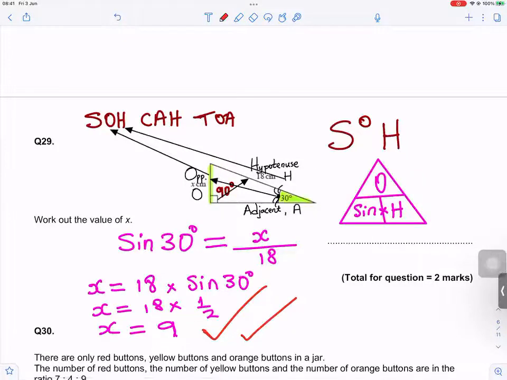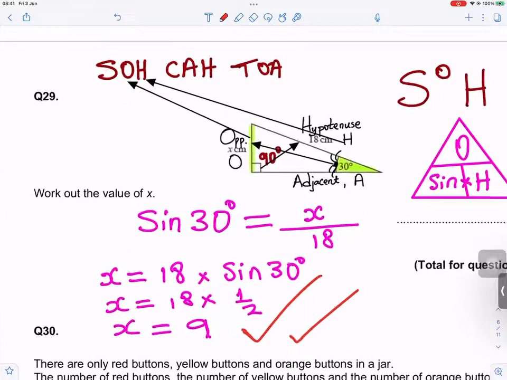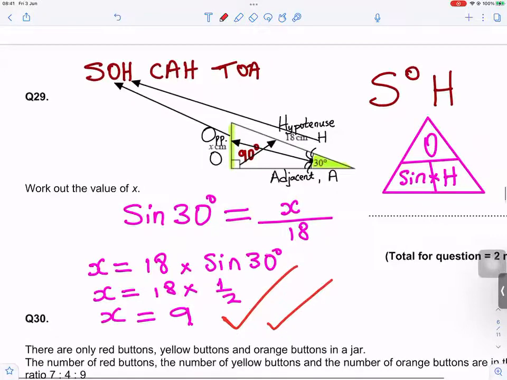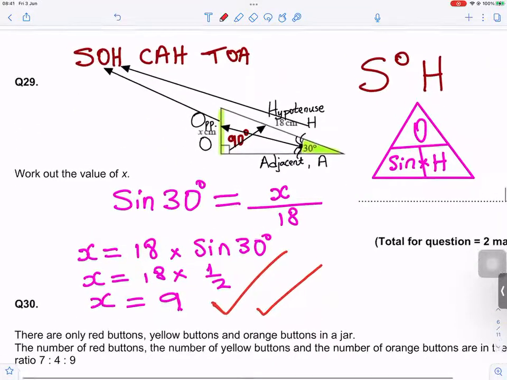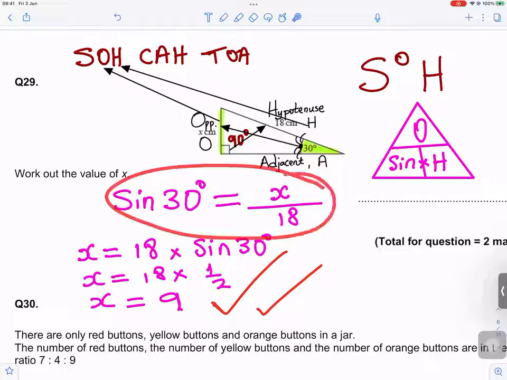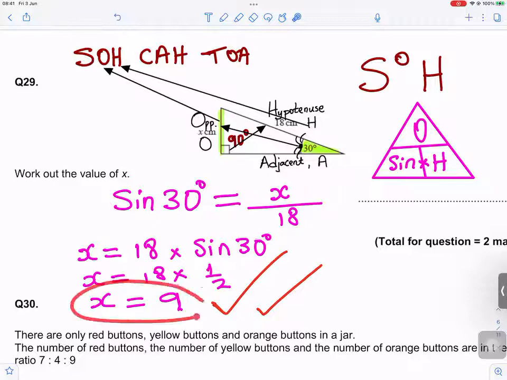So in an exam, you should do it in 2 minutes or less. You don't have to write all these explanations. In exams, you don't draw the triangle. You just write this formula and then put it in your calculator, get the answer. That gives you your 2 marks.